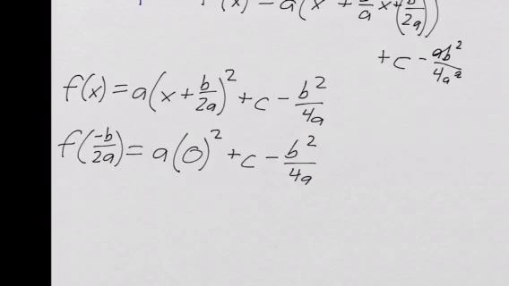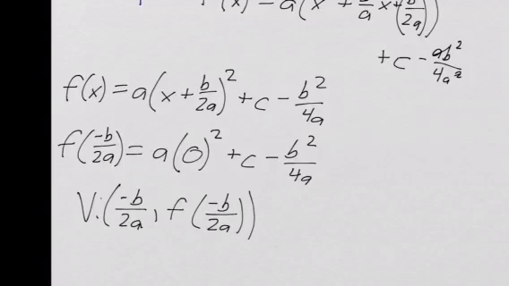Plus, it's also worth noting it makes sense that the vertex would be a point on the parabola, so we could plug in the negative b over 2a. So it turns out the vertex is going to be the point negative b over 2a, and then the function evaluated at negative b over 2a.